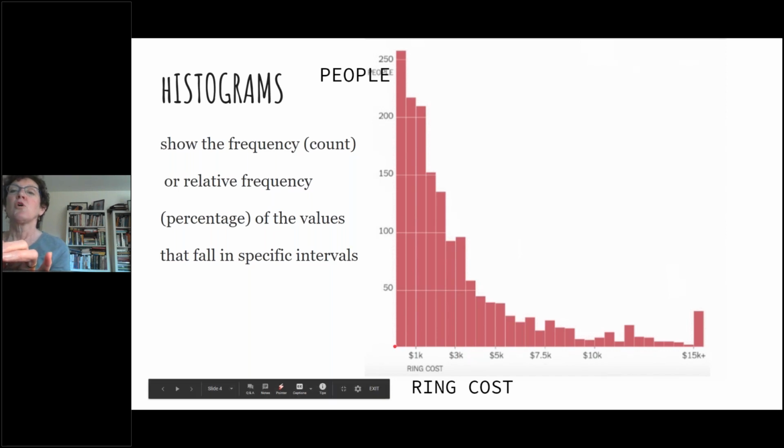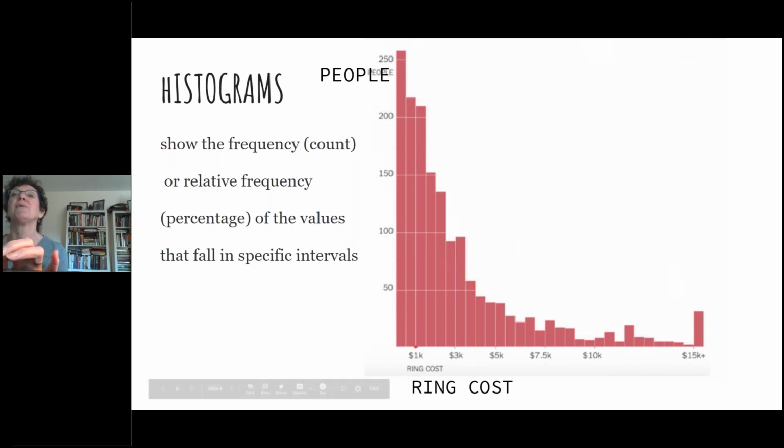Okay. So how much did 250 people spend between 0 and $500 on an engagement ring? How much did they spend? I just told you 500. Yeah, between 0 and 500. So this bar here represents from 0 to 500. They spent $500 on the ring. This one represents 500 to 1,000.